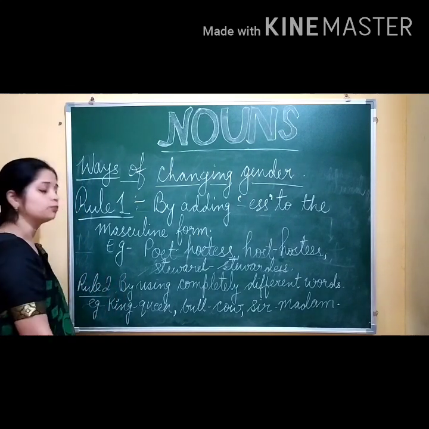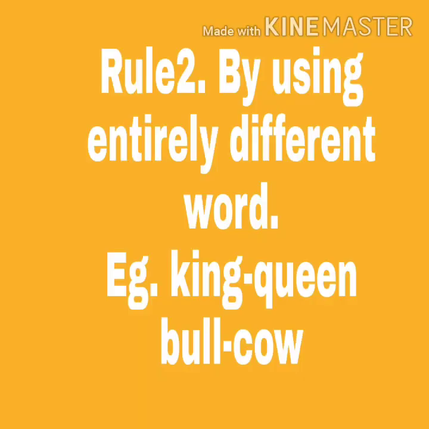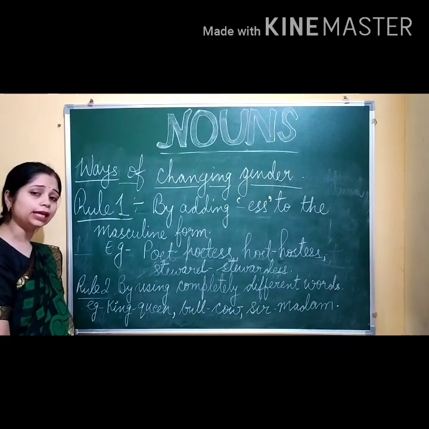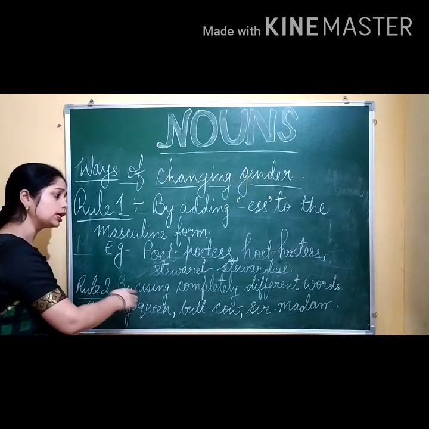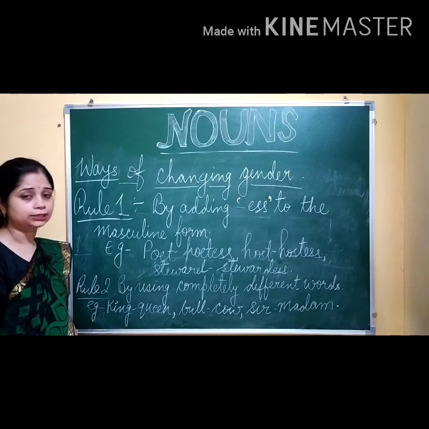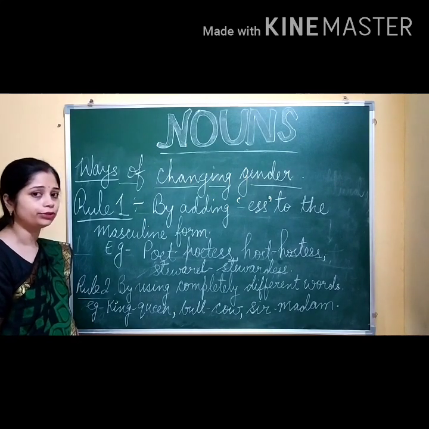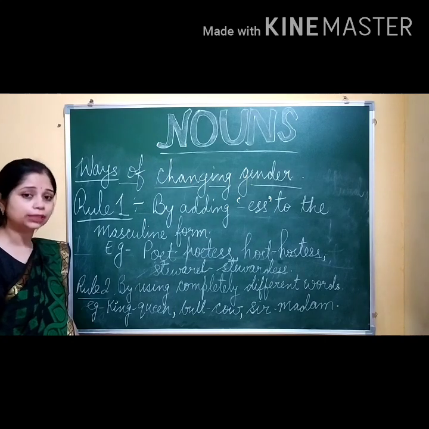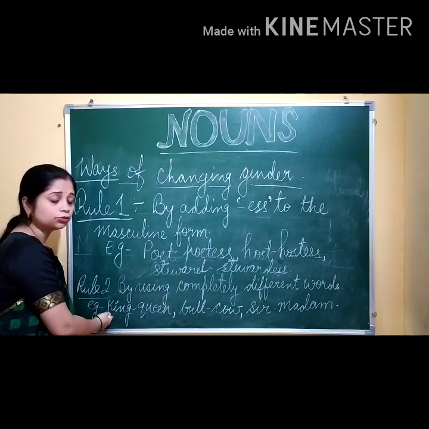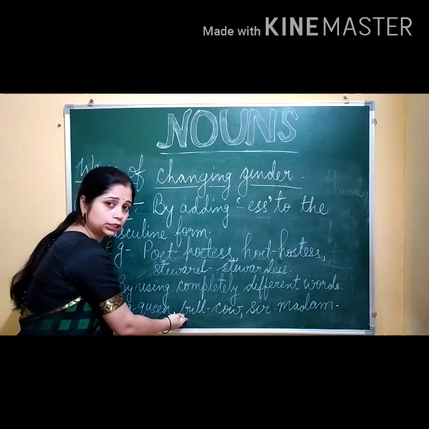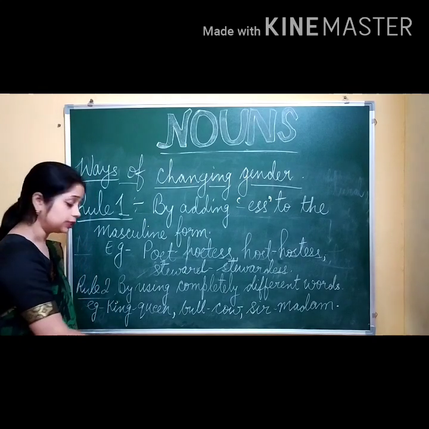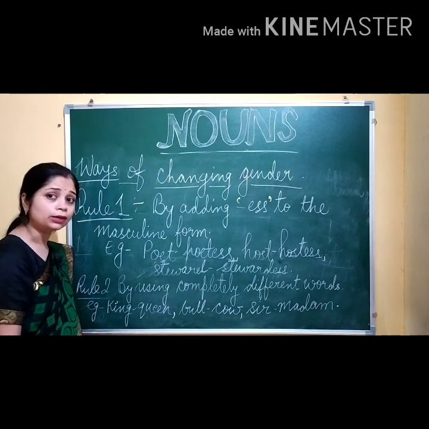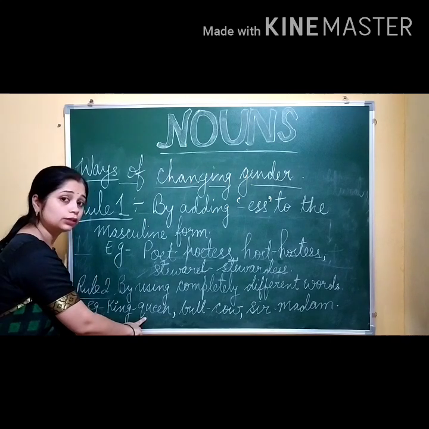Now, let's take up rule 2, which says that we can change the form of a masculine gender to feminine by using completely different words. Let's take a few examples. King changes to queen. Bull changes to cow. Sir changes to madam. There is no relationship between king and queen.